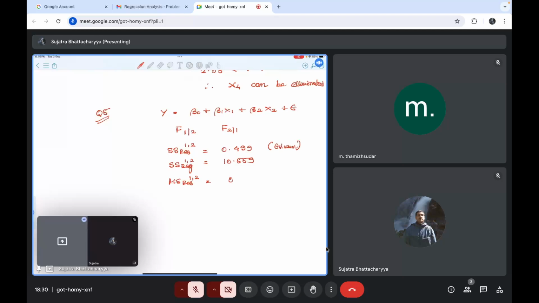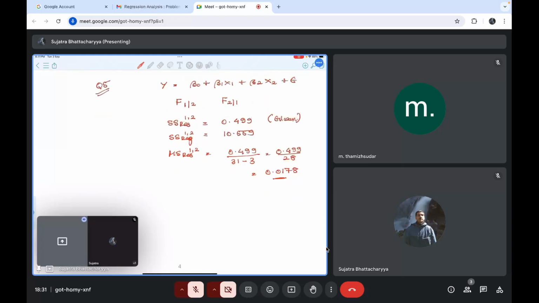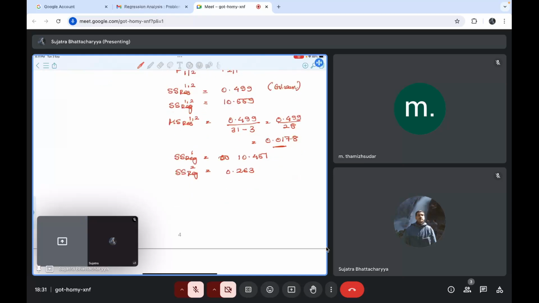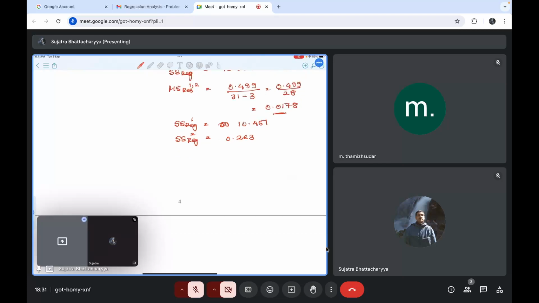And MS residual is SS residual divided by n, that is 31, minus two regressors means three parameters. So it becomes 0.499 divided by 20 gives you 0.0178. Okay, new MS residual. And also we require SS regression of 1 and SS regression of 2. This also can be calculated from the question, and this is actually 10.451, and SS regression of 2 is very small, 0.26. Okay. Now, based on this, we just put the values and calculate.